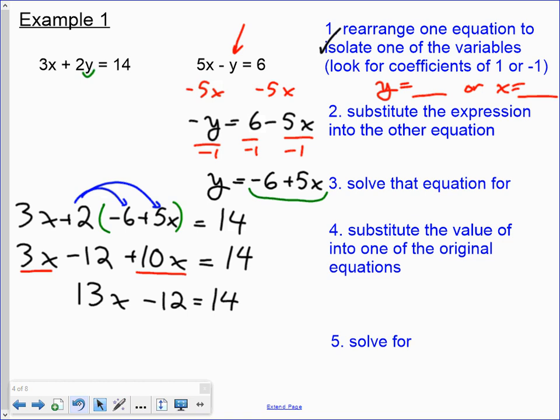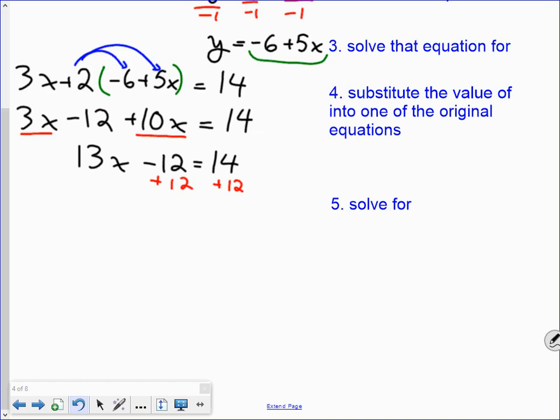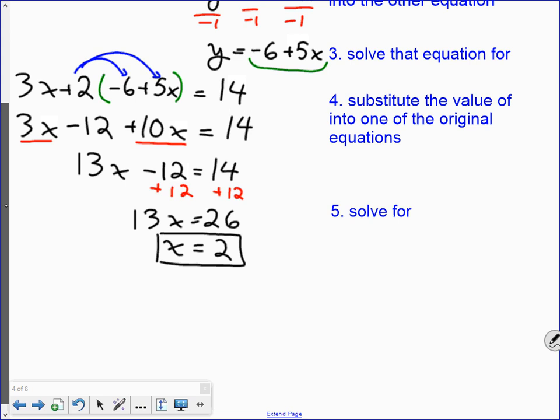Then we can add 12 to both sides. Again, we're solving here for x. We're trying to get x all by itself. So 13x equals 26. And then divide both sides by 13. X is equal to 2. Okay.